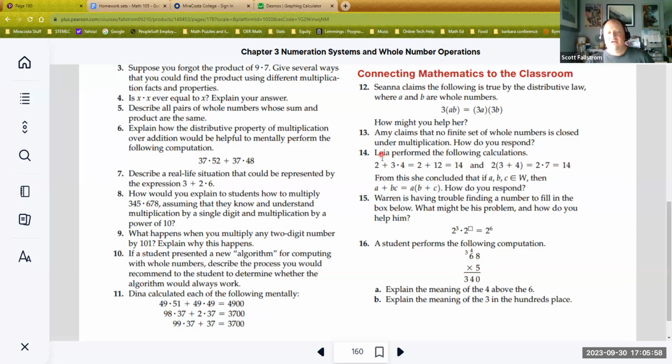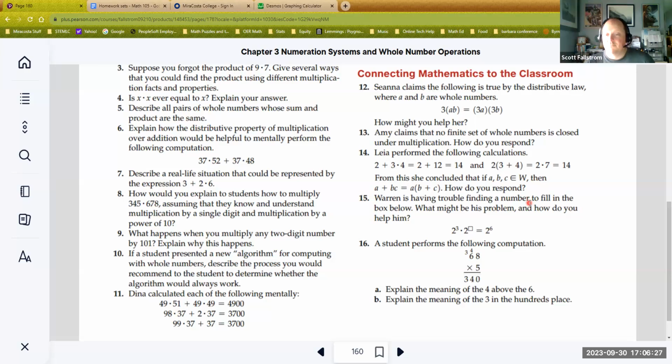Okay. Let's see here. We've got Leia. Ah, yes, Star Wars. Leia performed the following calculations. Use the force, Leia. She said 2 plus 3 times 4, 2 plus 12 equals 14. 2 times 3 plus 4 equals 2 times 7 equals 14. From this, okay, so she used an example, right? Came up with a conclusion. She said, so if I take any whole numbers, then this should work. And you can take a look at her work. Okay, all right, interesting.